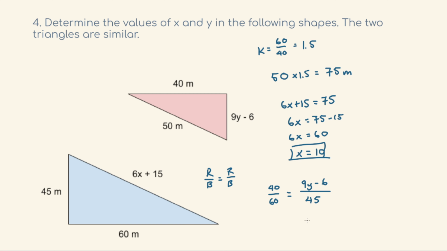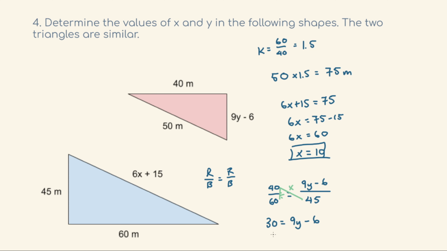To do this cross multiplication, we're going to start on the side of my unknown. So we're going to start on the right side. We're going to go diagonal, then go straight up or down, depending on where you ended up after the first diagonal. So that means we're going to multiply here, and then divide there. So 45 times 40, and then divide by 60. That's going to give you 30. So 30 is equal to that on top, that 9y minus 6.